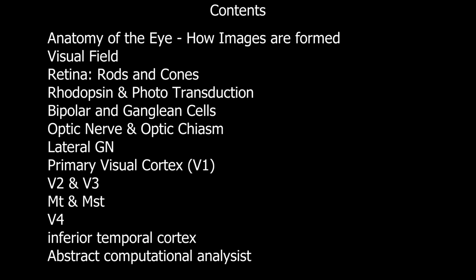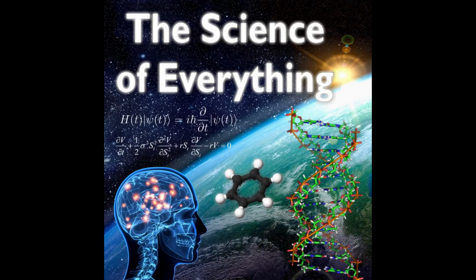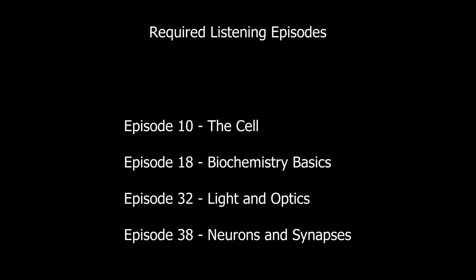In terms of recommended pre-listening for this series of episodes, we're going to cover a lot of ground, so many of the episodes where I've talked previously about issues of biology and light or cells will all be relevant. In particular, I strongly recommend episode 10 on the cell, episode 18, Biochemistry Basics, and episode 38, Neurons and Synapses. Episode 38 in particular is essentially vital, because I'm not going to go into detail about what neurons are and so on. I'm going to assume that you have a background in that. Episode 32, Light and Optics, will also be somewhat useful for the first part about the eye and image formation.